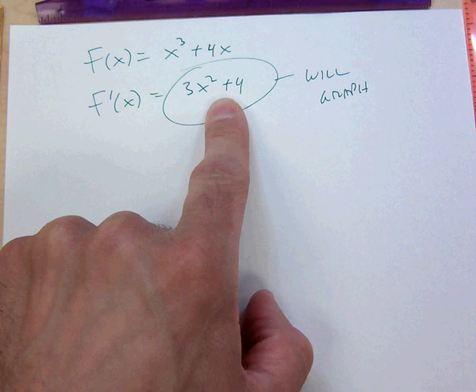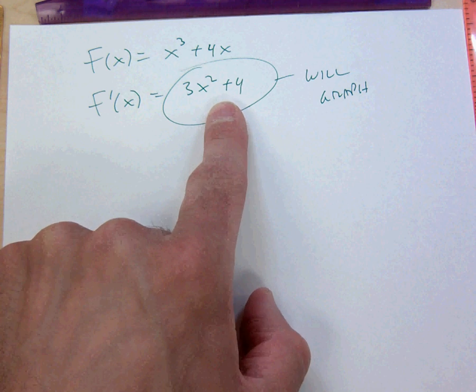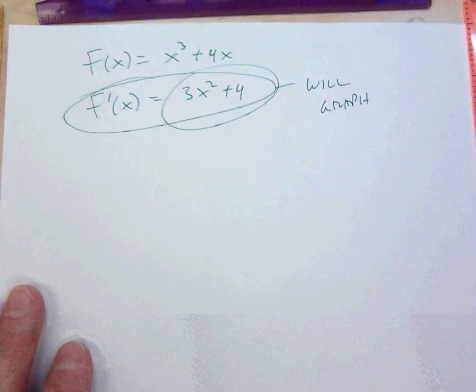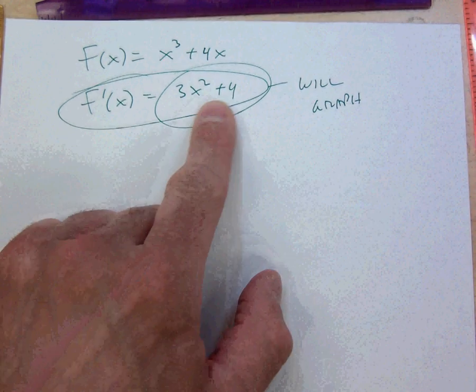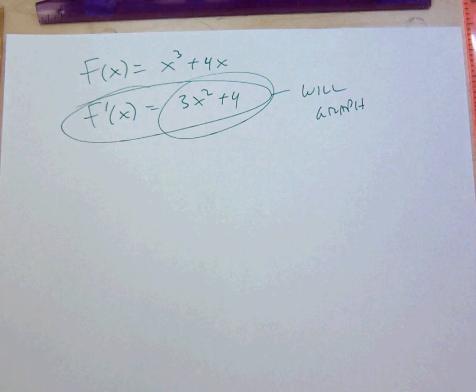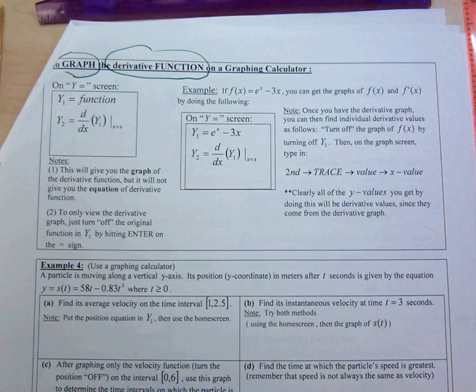Do you understand what it can and cannot do? It'll show you that the graph of the derivative is the parabola y equals 3x squared plus 4, but it won't actually show you the derivative function 3x squared plus 4. It'll show you the graph, but not the function itself. Understand? Just make sure you understand the limitation there. Okay, so let me show you how to get the graph of the derivative function. Here we go.